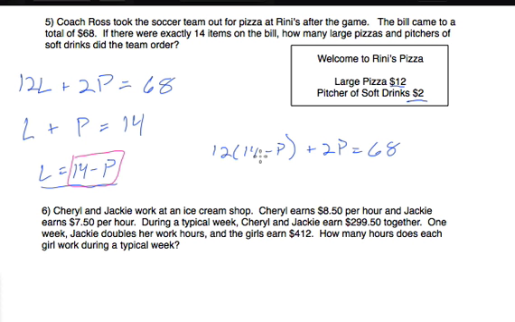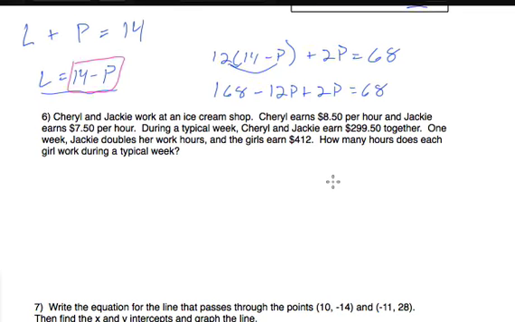Now 12 times 14 is 144 plus 24 is 168. Let me double check that. Oh yeah, it's 168. And then 12 times negative P is negative 12P plus 2P equals 68. And I hope you follow me here because I'm running out of space. I'm going to subtract 168 from both sides. No, actually, I'm going to combine these like terms. I'm just going to use this space right over here.